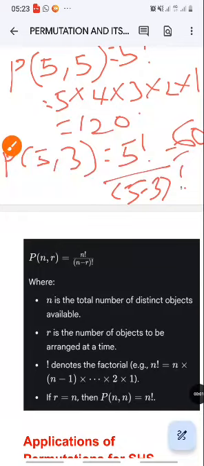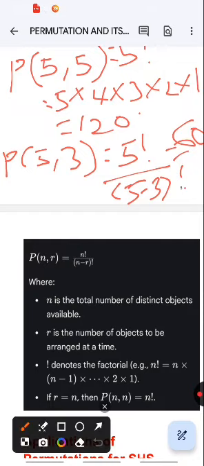In this lesson, we are going to talk about the formula for permutation and how it is applied. Now, this is the formula for permutation.